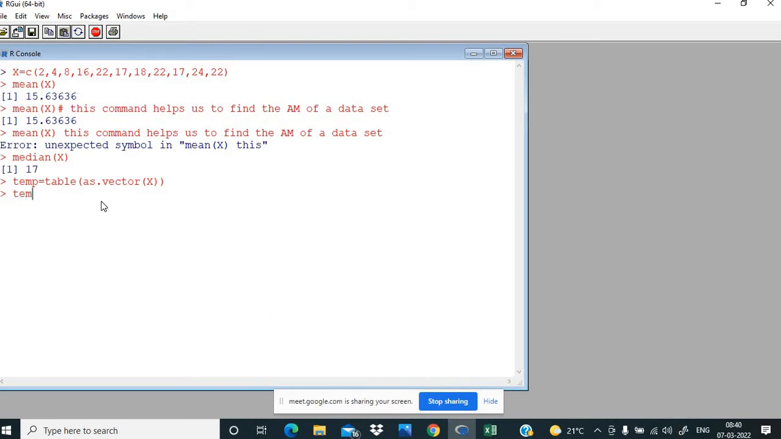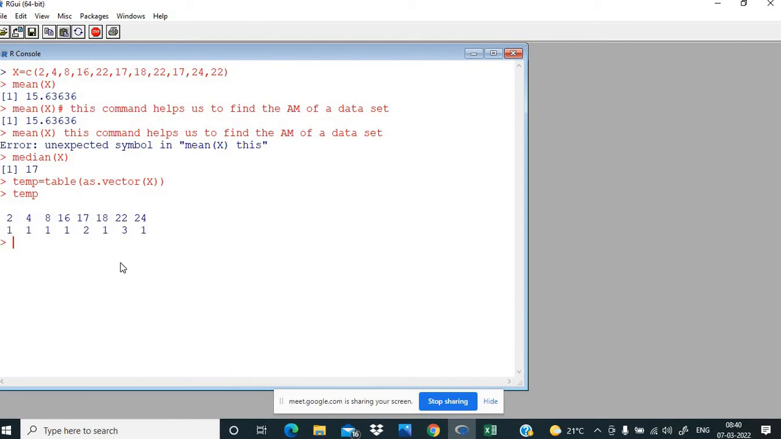Now let us look at temp and try to find out what temp tells us. It tells us the frequencies. 2 has appeared once, 4 has appeared once, 8 has appeared once, 16 has appeared once, but 17 has appeared twice. 18 and 24 appeared once each, but 22 has appeared 3 times. So we know that the mode is where the maximum frequency lies. So here the mode is 22, with frequency 3. That is the way we can compute the mode of the data set.